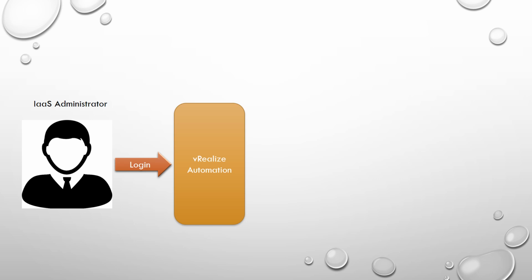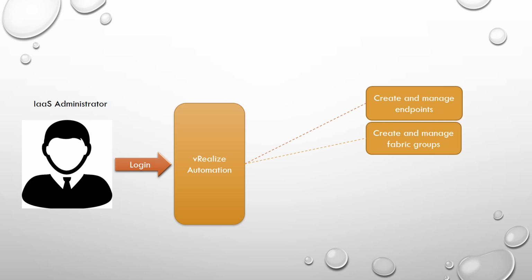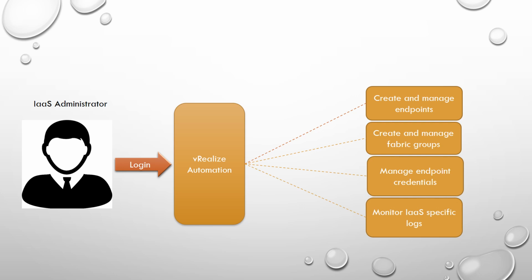So, if you were to sum up the set of responsibilities that the IaaS administrator has, you could say that they create and manage endpoints, they create and manage fabric groups, they manage endpoint credentials, and they monitor IaaS-specific logs. The role of the IaaS administrator is designated by the system administrator while the system administrator is creating the tenant, or you could say configuring it.